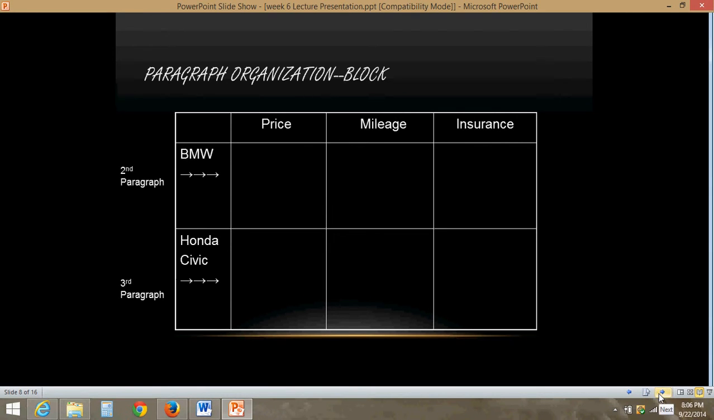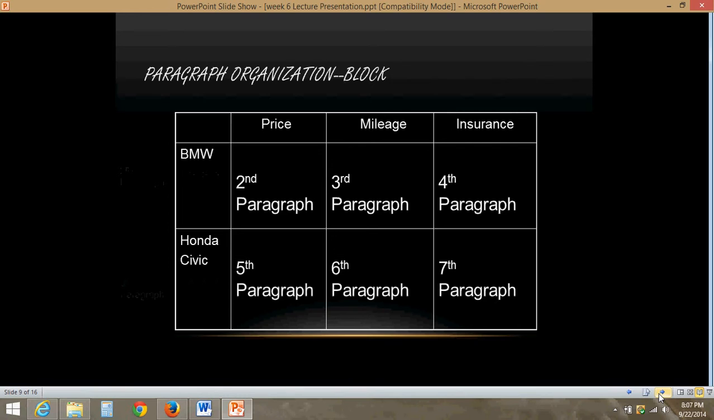So this can also go a little bit more detailed, but it's still the same blocking type of format. So if you had a longer paper, you can block in separate paragraphs, but it's still along the same line.